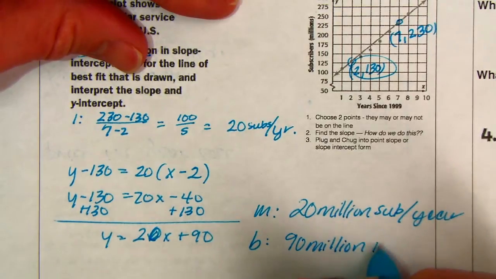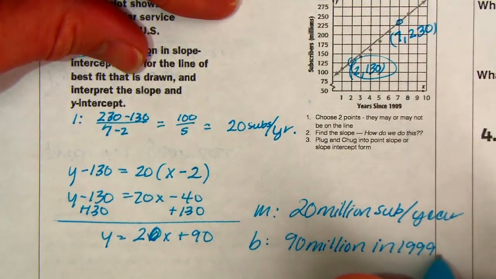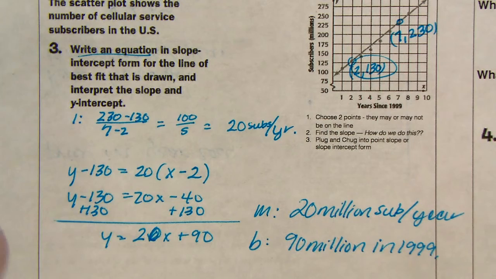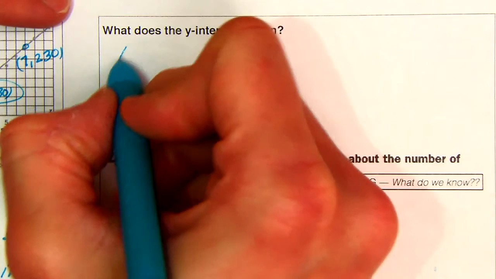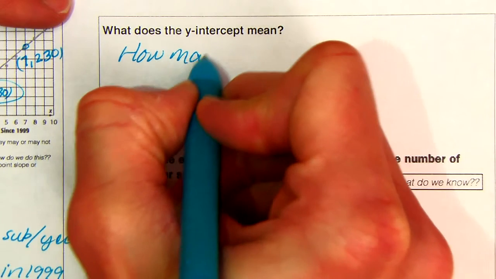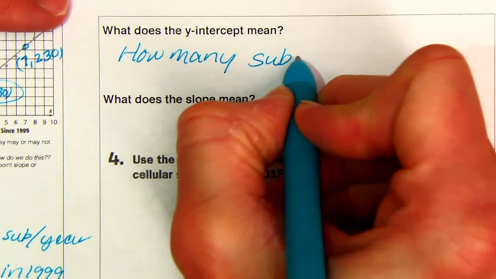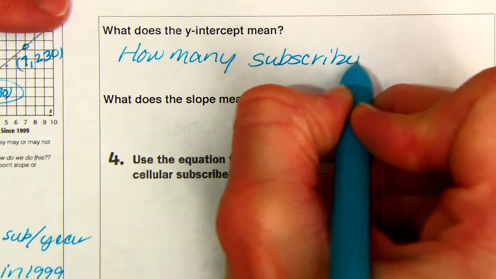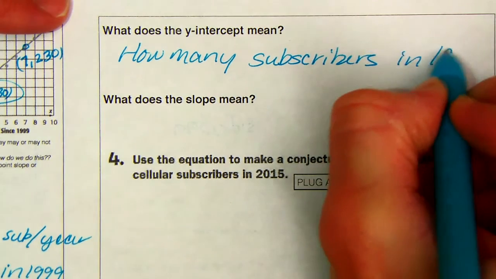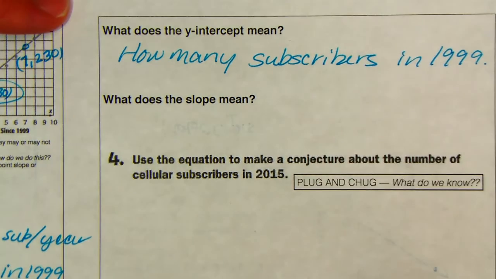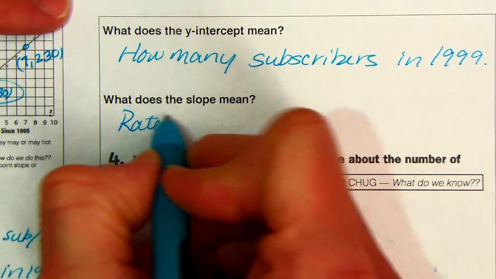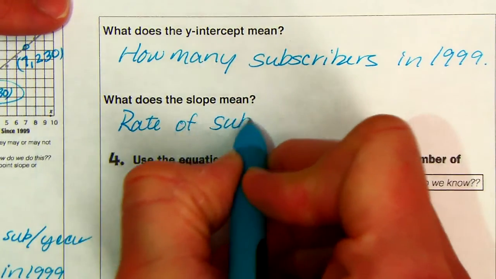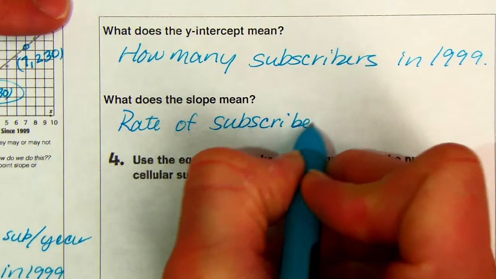All right. So now it goes on to ask you, what does the y-intercept mean? That was how many subscribers in 1999. And what does the slope mean? It is the rate of subscribers increasing each year.